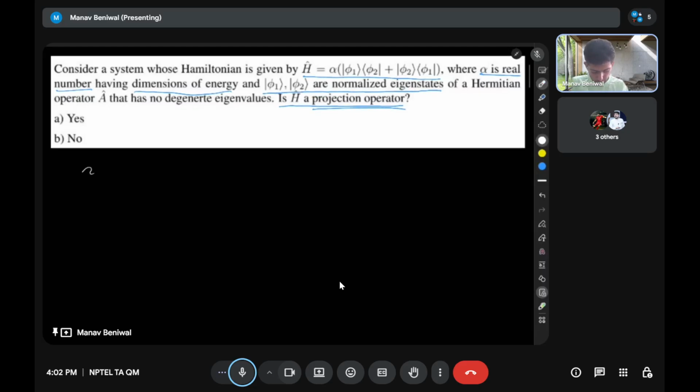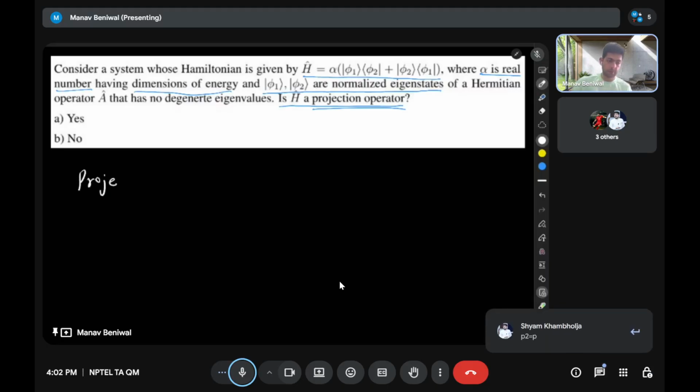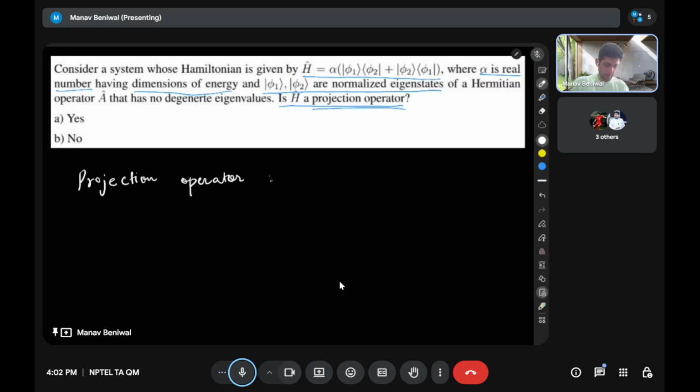So a projection operator must satisfy two properties. First one being hermiticity, so it should be Hermitian, and second one is idempotency, that is, it should be idempotent. Hermitian means that P dagger should be equal to P, and idempotent means P squared is equal to P.